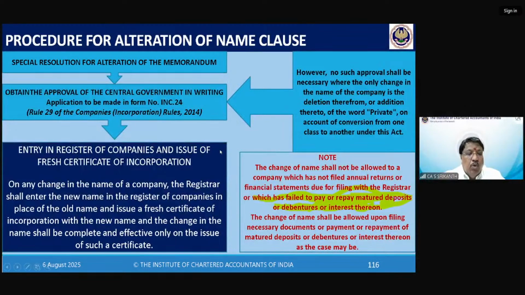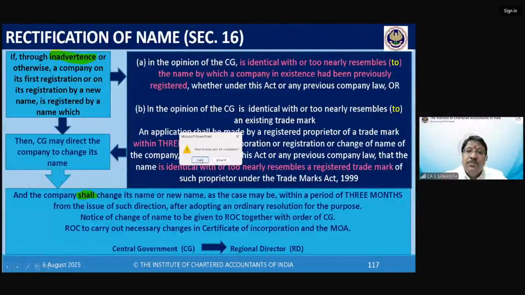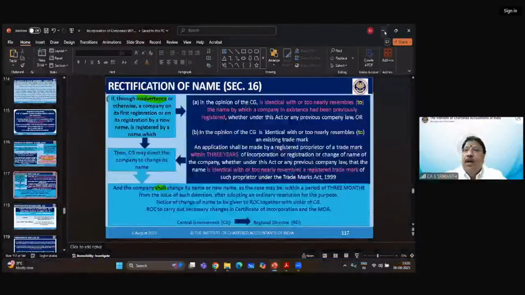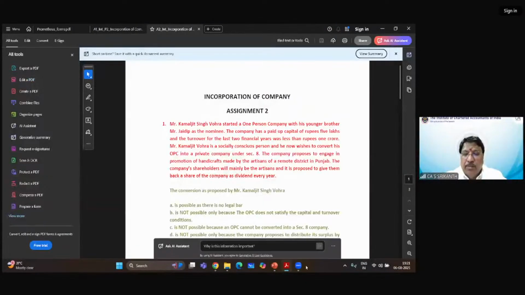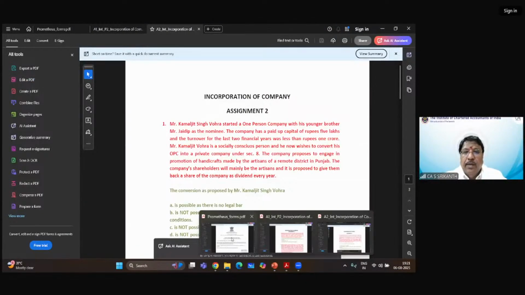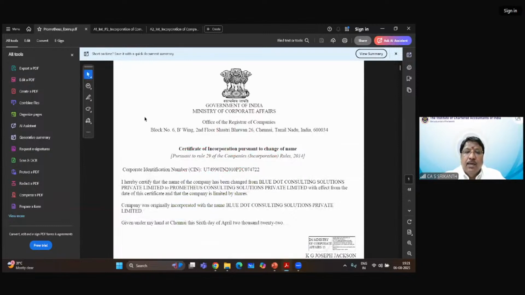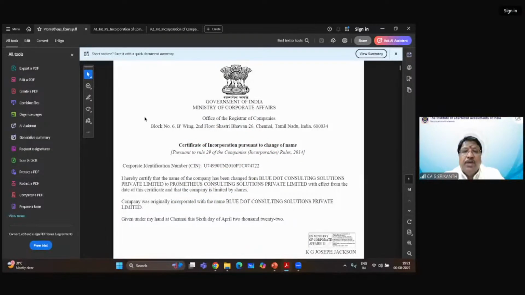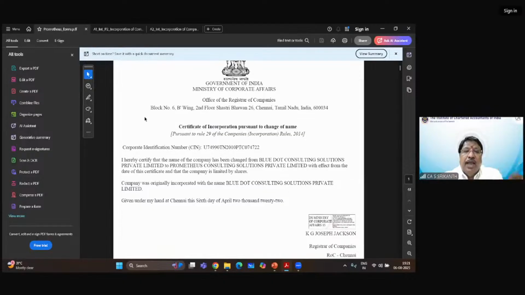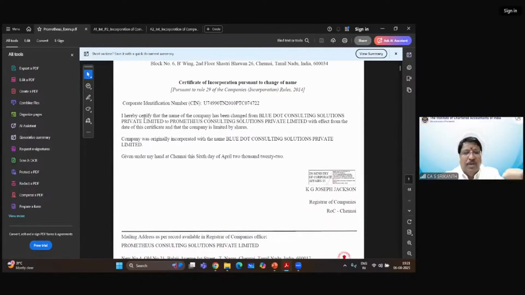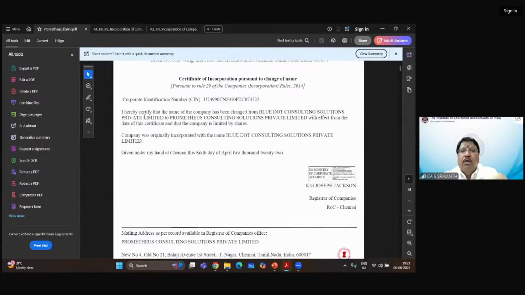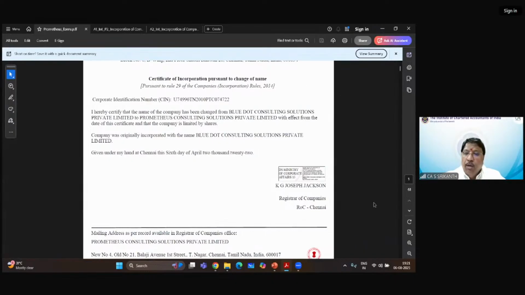Secondly, I want to show you one document. This is the certificate of incorporation of a company whose name has been altered. I'll be very frank, this is my own consulting company, because I don't want to show some client data. I can't show it, it is confidential. How can I show you client data? So I'm showing you my own company.